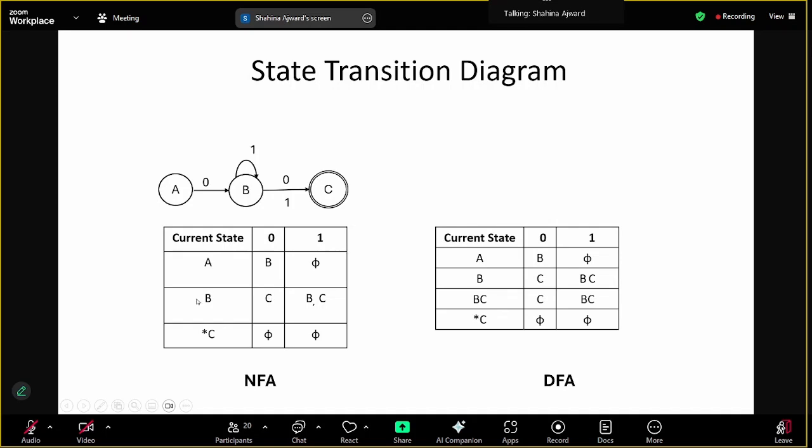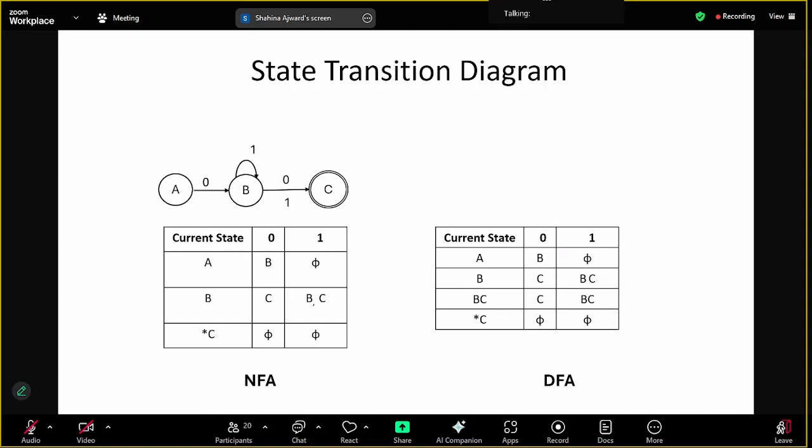Then when the current state is B and the input symbol is 1, it has two states, B and C, right? So in our DFA, we write it as a new state. You can see here, I write it as BC, so it represents a new state.